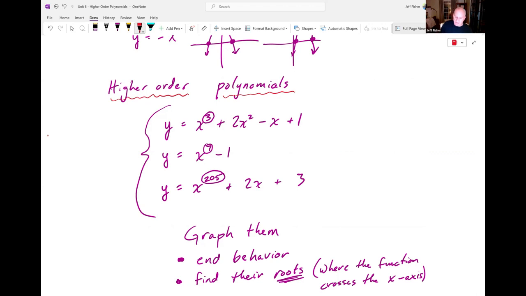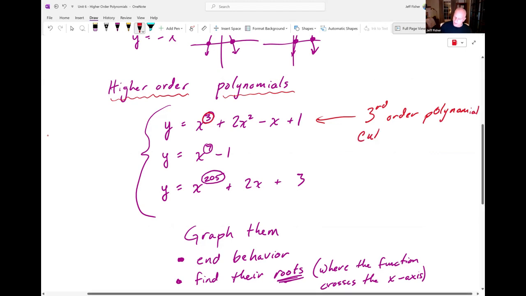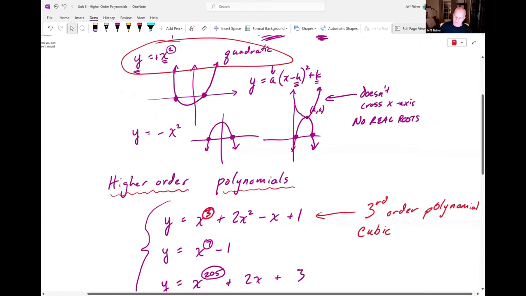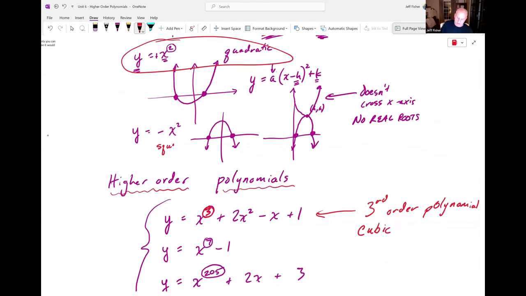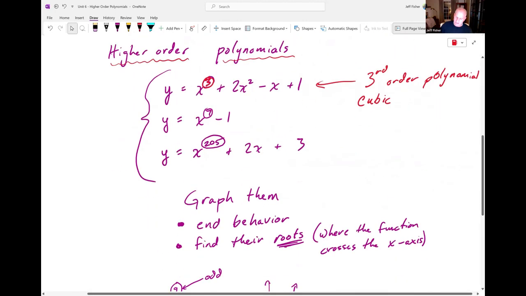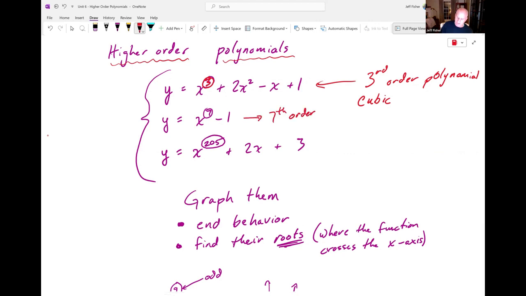where they're defined by the term with the largest exponent. So in this one, this would be called a third order polynomial, but it has a catchy name. We call it a cubic. We call it cubic because x to the second power would be squared, and x to the third would be cubed, but then we don't have fancy names anymore. This would just be seventh order, because this is to the seventh power.